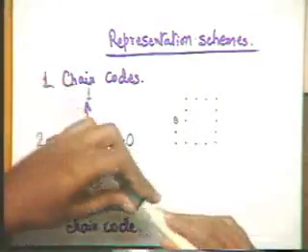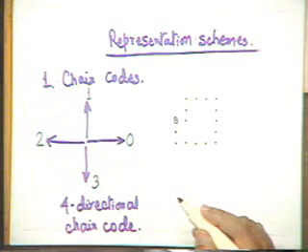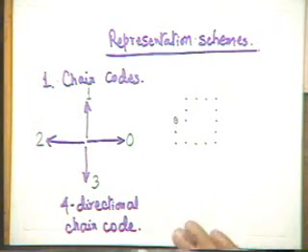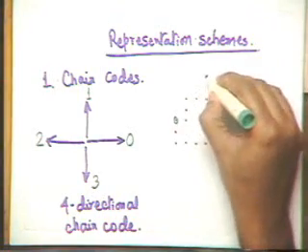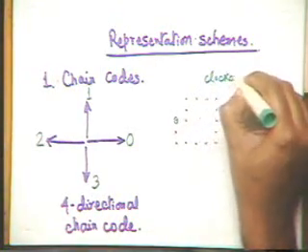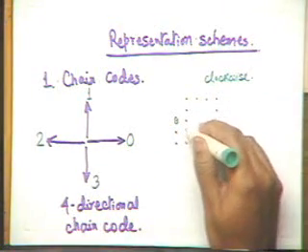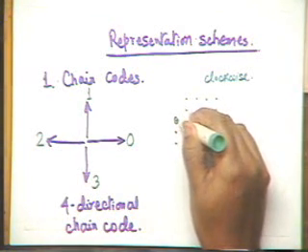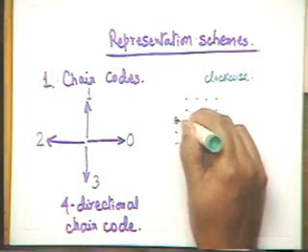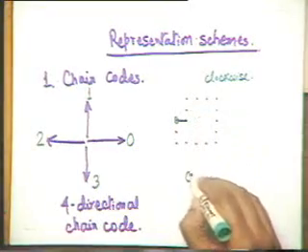So this being the starting point, we will be traveling along the contour, and let us say that we are traveling in the clockwise direction. Let us specify that we are moving clockwise. So if we do that, when we start from this point, in which direction will we travel? 0. Yes, so we will travel from this pixel to this pixel, and the direction is 0.